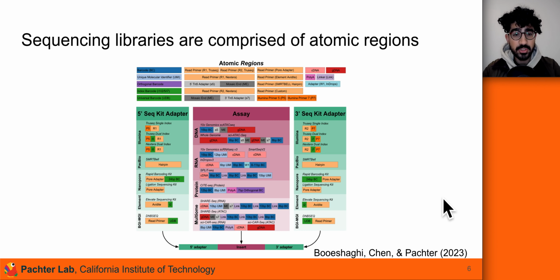An interesting observation is that sequencing libraries are comprised of these atomic regions, things like cell barcodes, unique molecular identifiers, and genomic features like cDNA or genomic DNA. And what's really cool is that sequencing libraries are like Lego blocks.